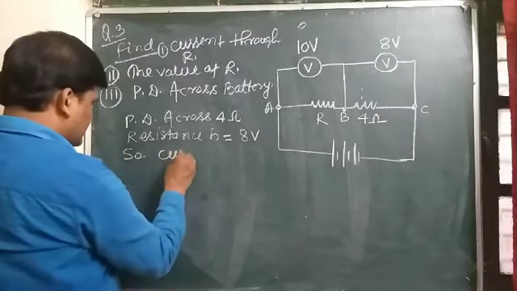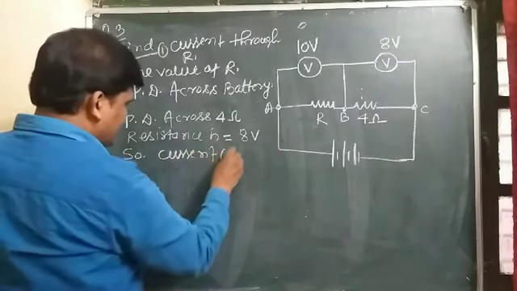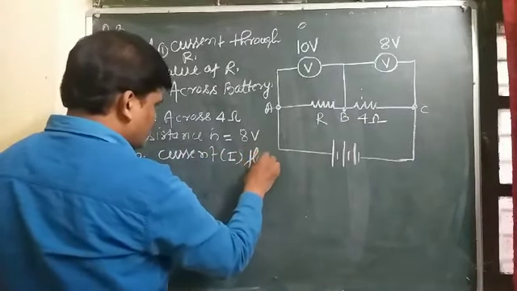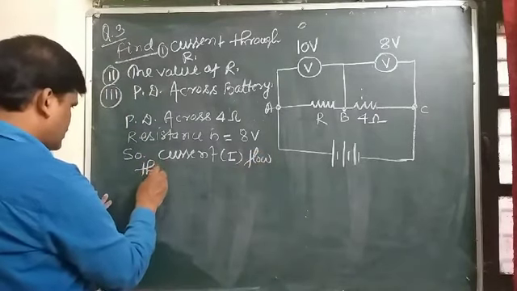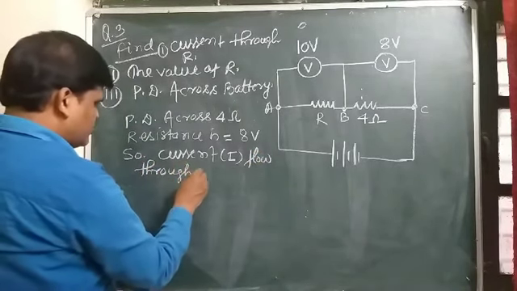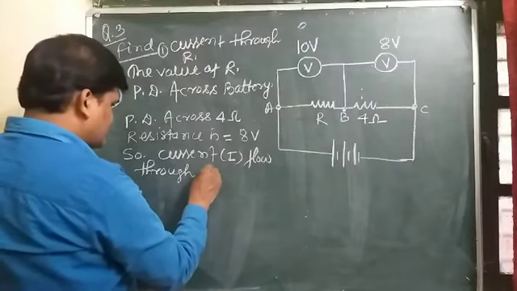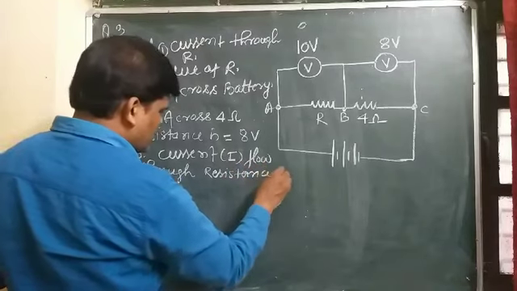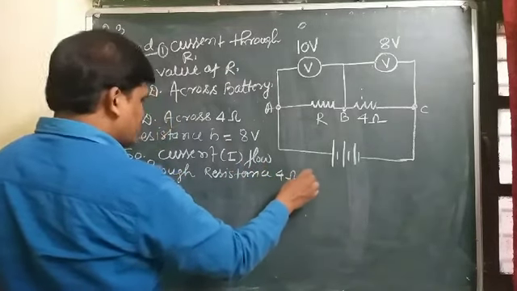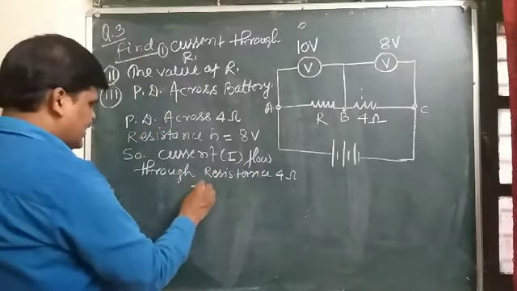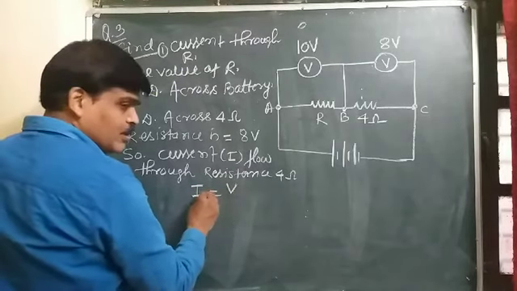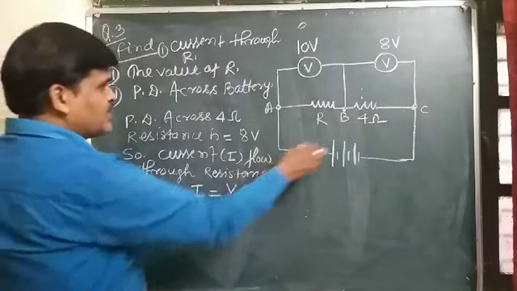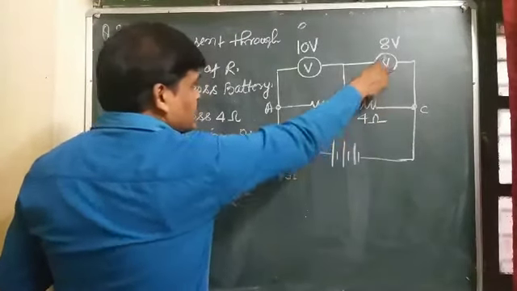So the current I flowing through the 4 ohm resistance, we have to put I equal to what? The formula we use is I equals V by R, and V, the potential difference across the 4 ohm resistance, is 8 volt.